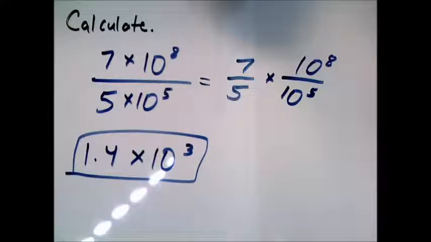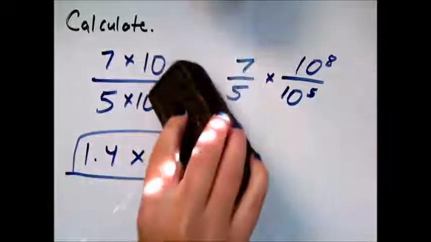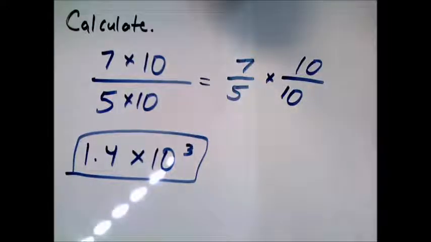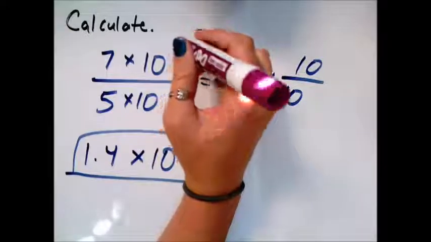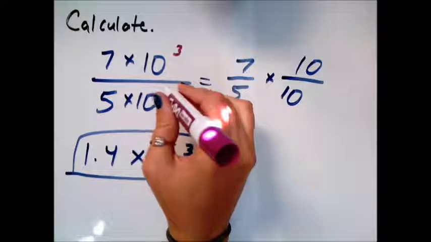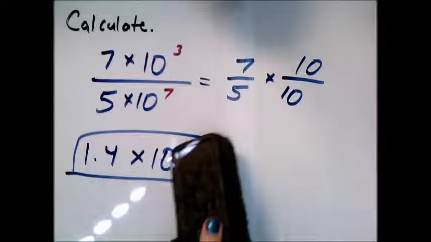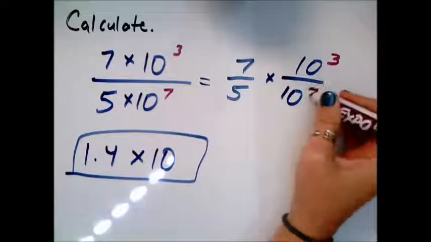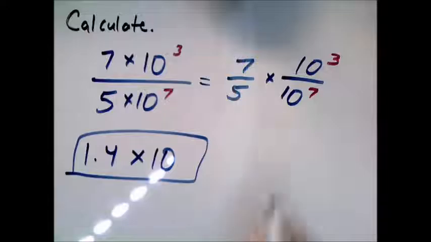Let's try what would happen if we had one that involved a negative exponent, or ended up with a negative exponent. So let's say this was like this. 10 to the 3rd and 10 to the 7th on the bottom. So think what happens in between here.